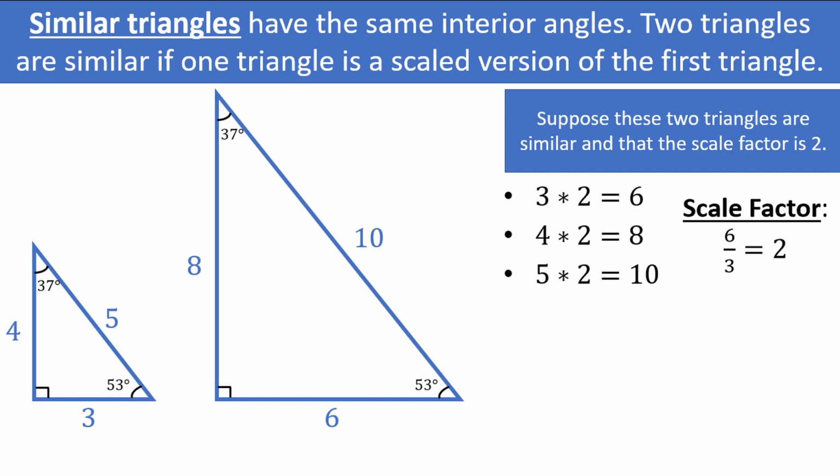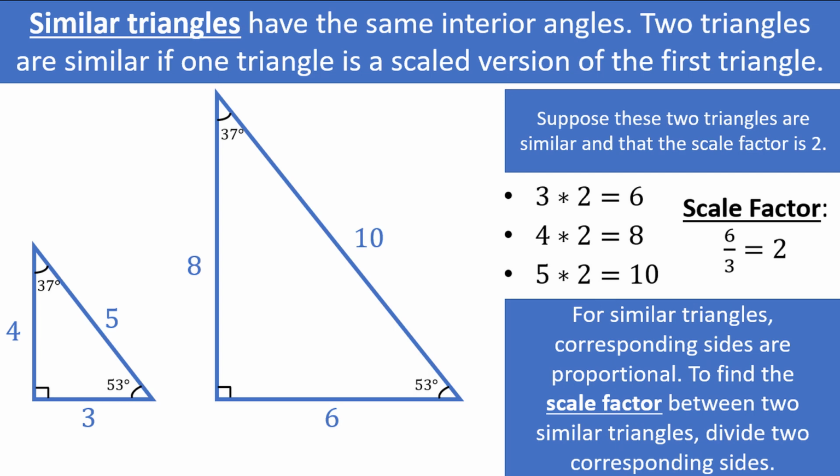Generalizing this idea, for similar triangles, corresponding sides are proportional. To find the scale factor between two similar triangles, divide two corresponding sides.